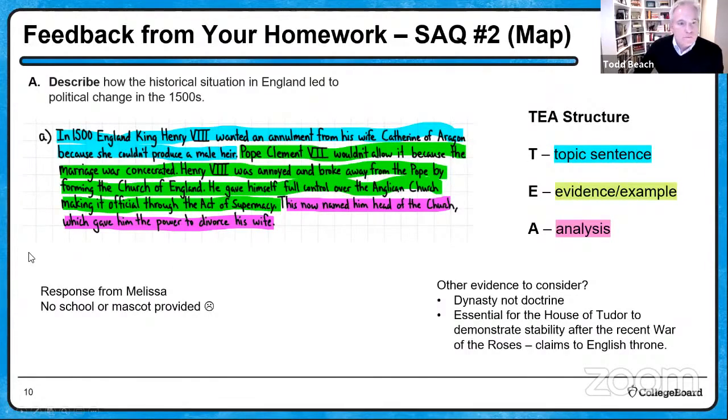So this is a handwritten response from Melissa. And again, no mascot or school provided, but we really want that because we want to give a shout out. We want to give you props. So here we go. The T structure: in 1500, England, King Henry VIII wanted an annulment from his wife, Catherine of Aragon, because she couldn't produce a male heir. So that is our topic sentence. In the green, we have Pope Clement VII wouldn't allow it because the marriage was consecrated. Henry VIII was annoyed, broke away from the Pope by forming the Church of England.